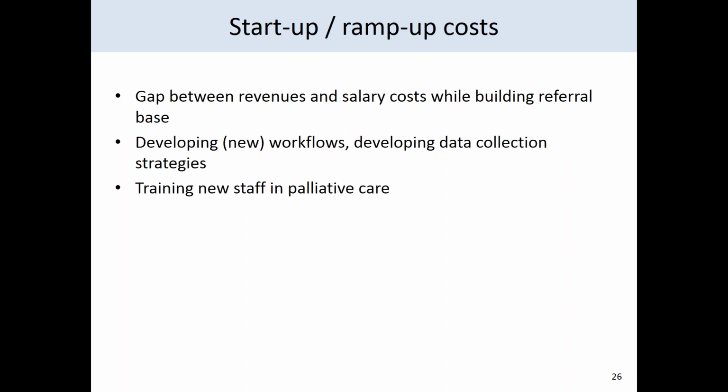So you will see early on gaps between the revenues that you could be expecting and maybe the salary costs of new staff that you've brought on to manage a new volume while you're building your referral base. There will be costs associated with developing new workflows and developing data collection strategies and developing educational materials for patients and families and referring providers. And of course, there'll be an investment that's needed to orient and or train new staff in palliative care. So these costs are very real. They can be significant, but I encourage you to think about those apart from what you think your costs will be in your fully functioning, mature program.